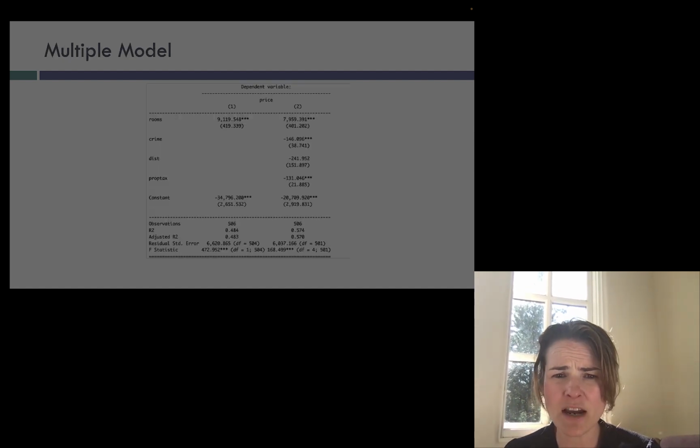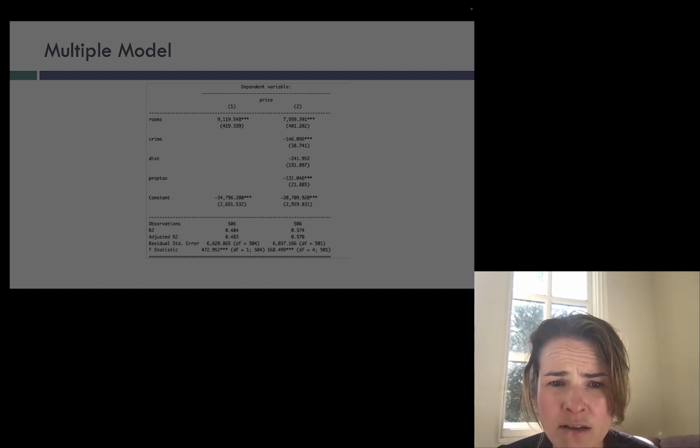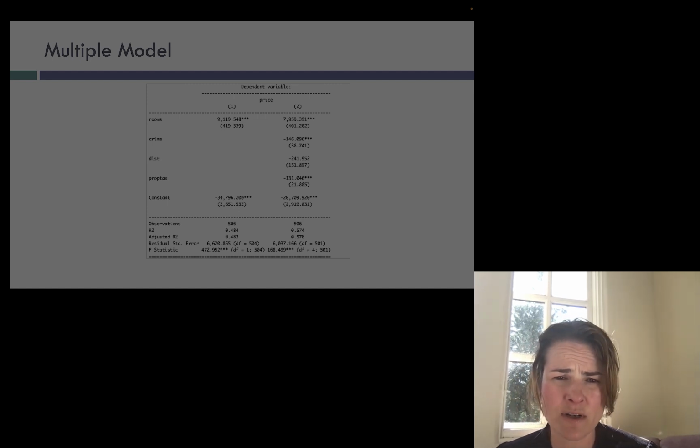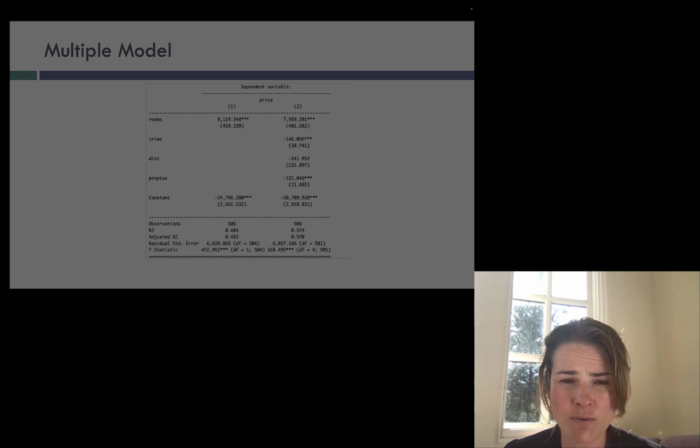All right. So let's say our dependent variable is price, and we want to see how does price relate to the number of rooms. This is kind of like price per square foot. So it looks like as the number of rooms goes up, certainly so does the price here by $9,119 for the addition of a room. So in our simple linear model with only one variable, rooms matters a lot.